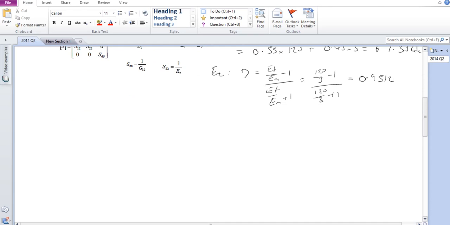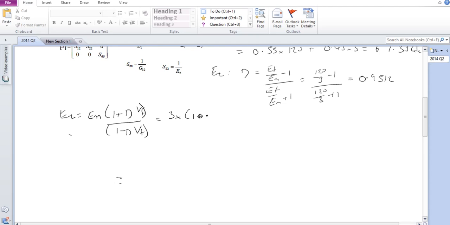Having got that, we then need to use it in the equation for E2. E2 is given by EM times (1 plus eta VF) over (1 minus eta VF), which is 3 times (1 plus 0.9512 times 0.55) divided by (1 minus 0.9512 times 0.55), and that comes out to equal 9.58 gigapascals.